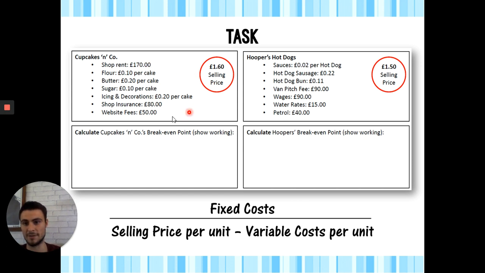So it's things like rent, insurance, website fees. Obviously, our variable cost per unit are there per K. And same for hot dogs. Our fixed costs, things like petrol, wages, van pitch fee, so how much it costs them to park the van, whether before they sold a hot dog, all those things won't change. Water rates, and then obviously those three will change depending on how many they sell.